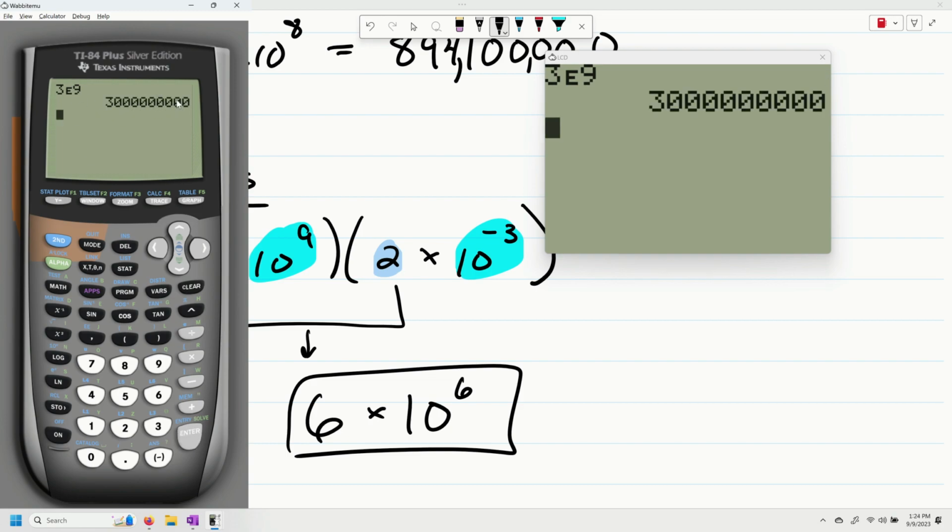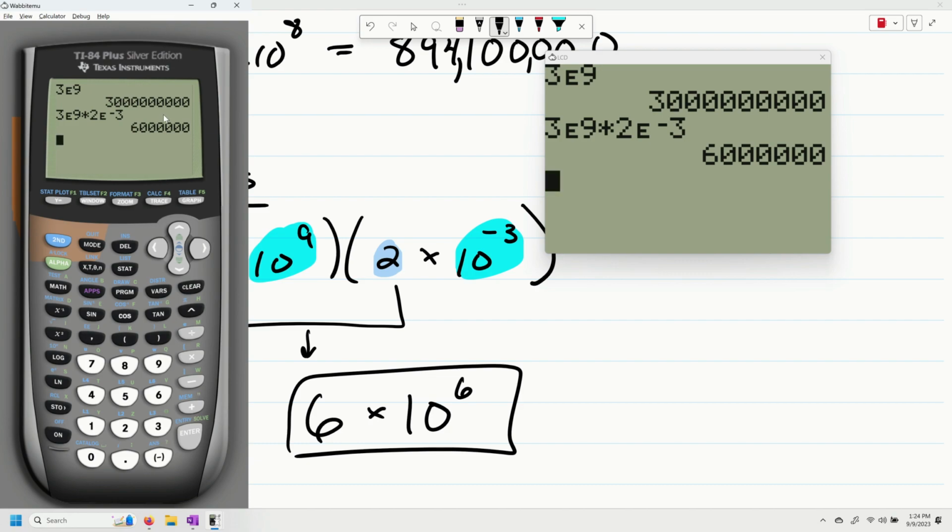Okay? Now, if I want to use calculations with this, all I have to do is say 3 e to the 9th times 2 e to the negative 3 gives me 6, what is this? 1, 2, 3, 6 million. But then if you convert that back into scientific notation, you're going to get 6 times 10 to the 6th.